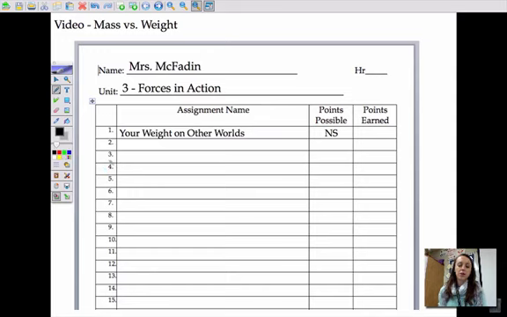So this video today is going to focus on our first learning target for our third unit, which is analyzing the difference between mass and weight. And today we're going to learn how to define mass and weight.